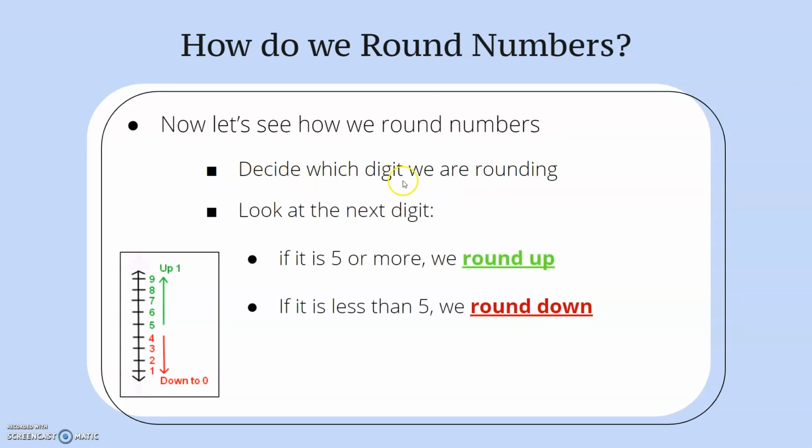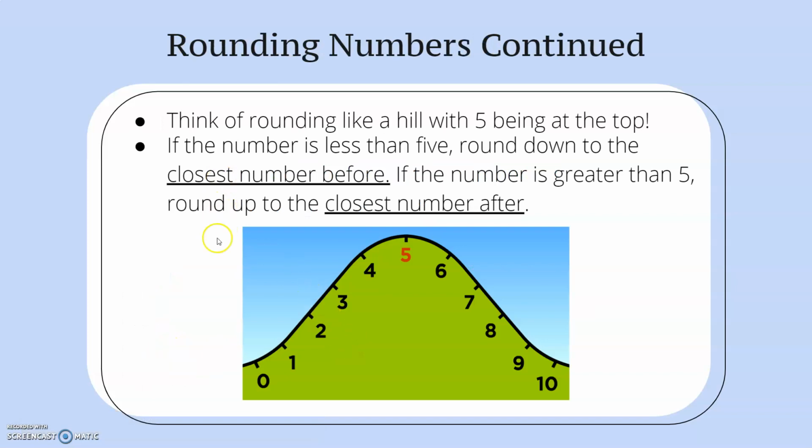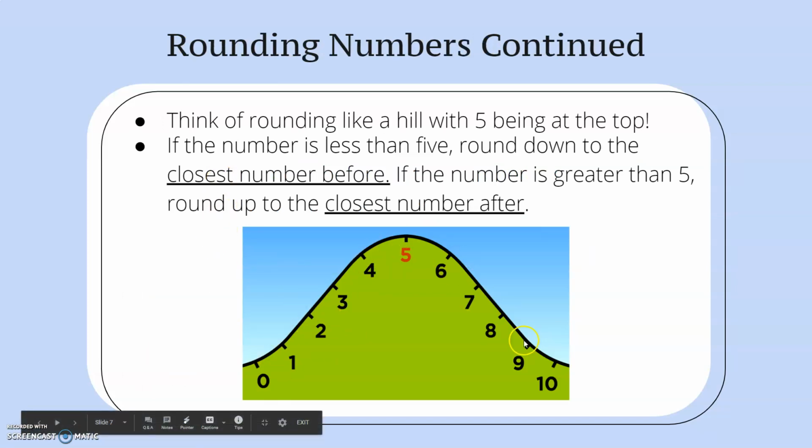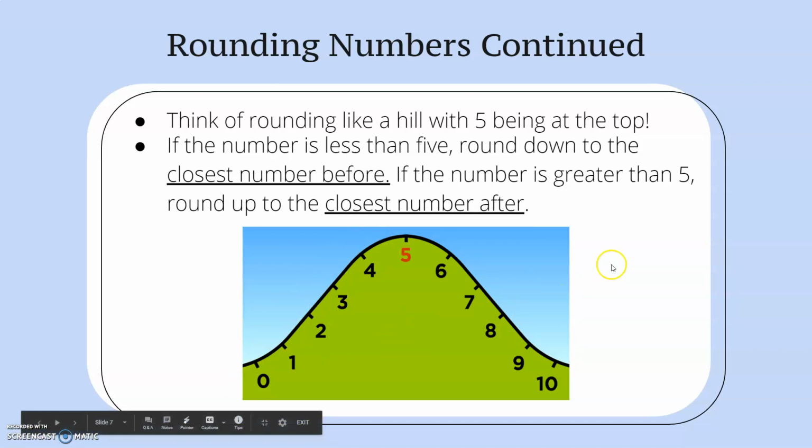So let's see how we round numbers. We first decide which digit we are rounding, and then we look at the next digit, and if it's 5 or more, we round up. If it's less than 5, we round down. There's a little number line that shows if it's 5 or greater, you round up in green, and if it's less than 5, you round down. Here's another little graphic, a little hill. If your digit is on the 5, it'll roll up. But if it's at the 4 or 3, you just roll back down. So it's rounding down.